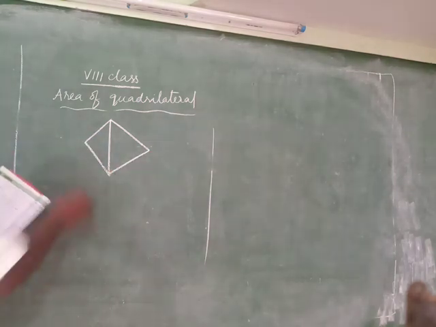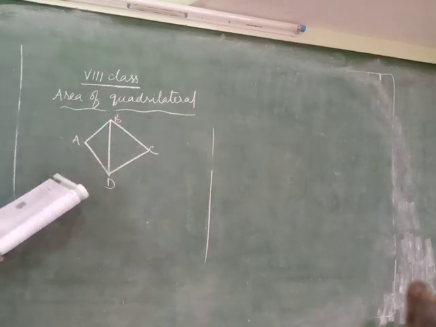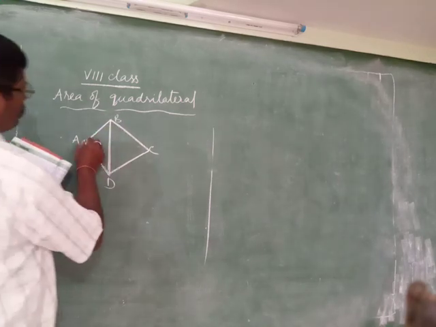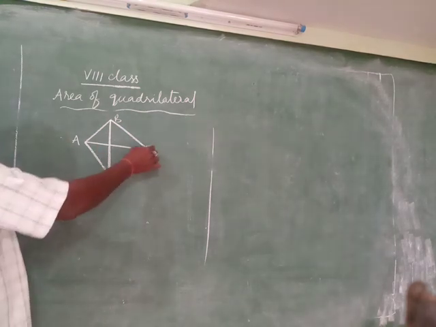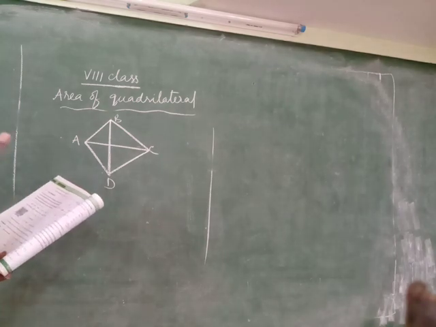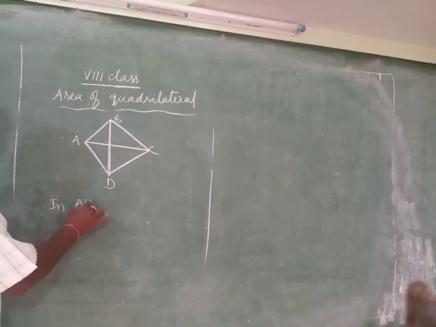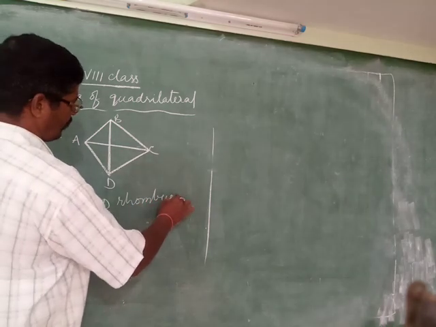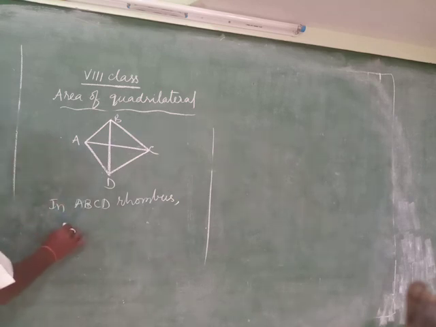This is the rhombus ABCD. This is one of the diagrams. This is another diagram. AC is one of the diagonals and BD is one more diagonal. Here two diagonals are given. In ABCD rhombus, diagonals.